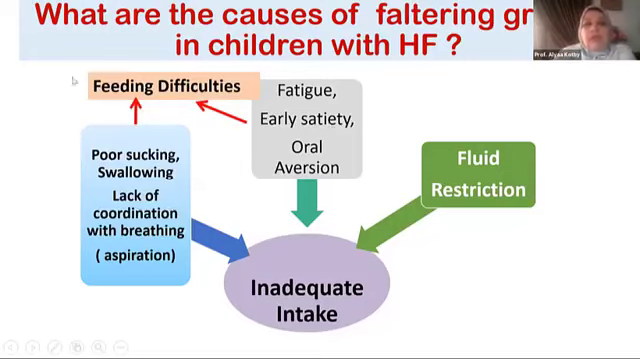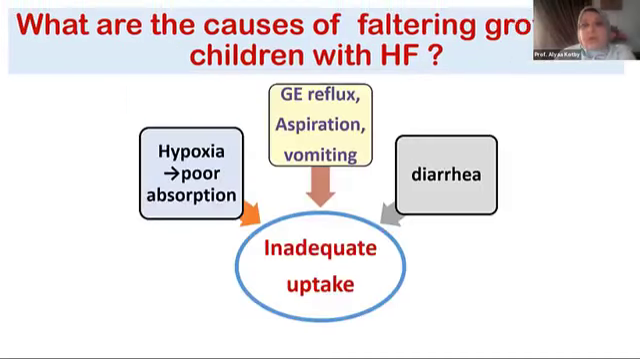With oral aversion, all these lead to feeding difficulties with the mother, and especially if that's her first child, this is a very big problem for her. She's not able to feed her child. Now again, we are also restricting the fluids in those babies. So there is fluid restriction leading to inadequate intake of enough nutrients for this heart failure patient.